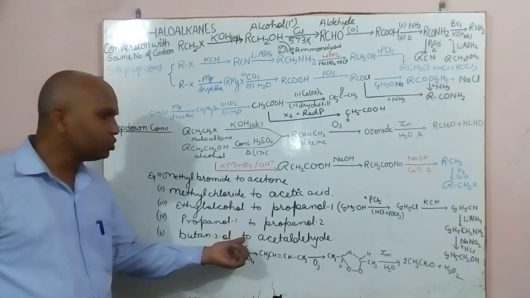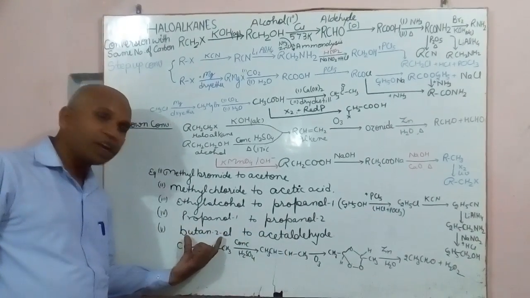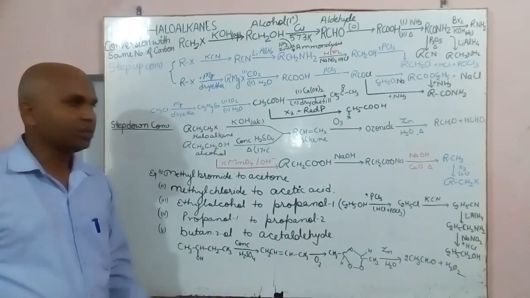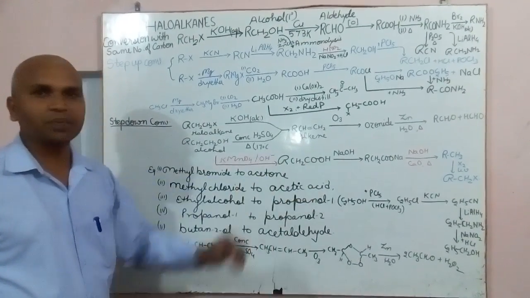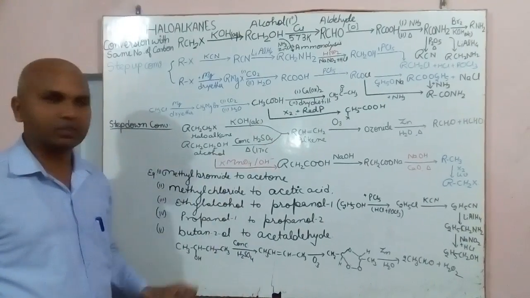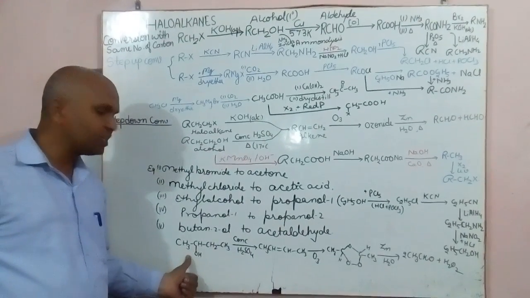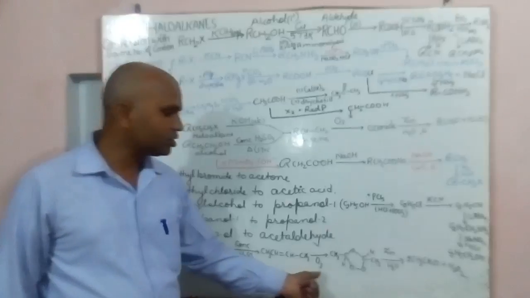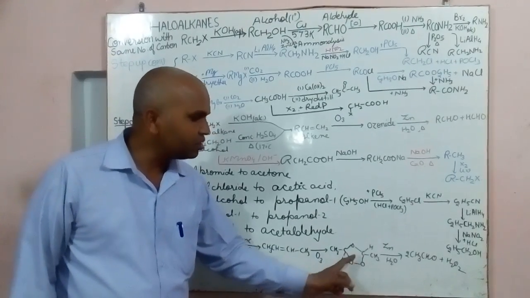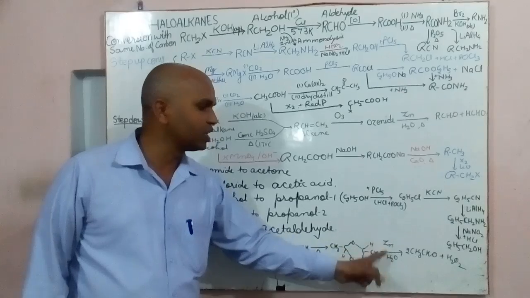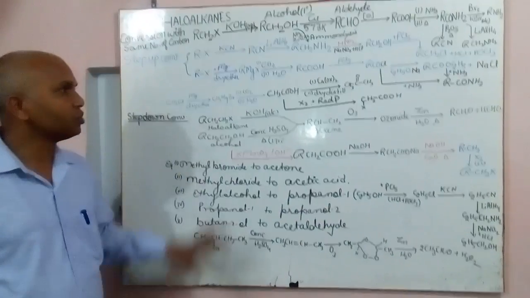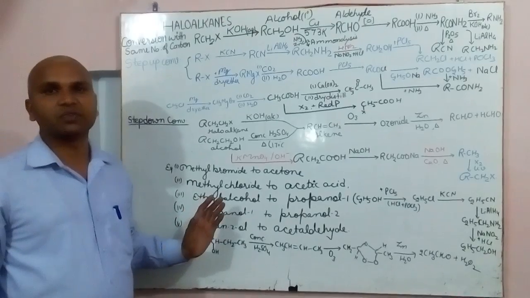Butane 2-ol to acetaldehyde. You can see that 4 carbons are present in the reactant and 2 carbons are present in the product. Means this decarboxylation is not applicable. We have to use this one. That's why I have converted this alcohol into the alkene, that is but-2-ene, then ozonolysis, and then this ozonide is heated with zinc and water to give 2 molecules of acetaldehyde. So this is a short review for the conversion.